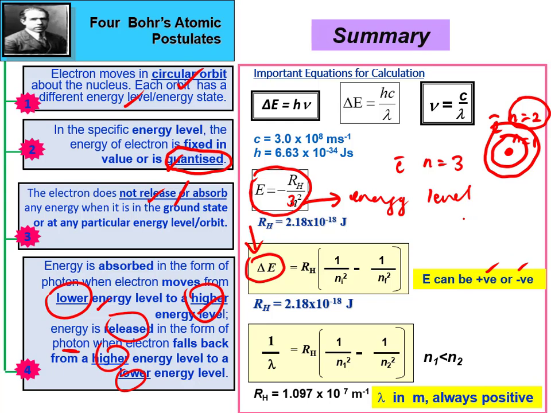We know that if energy is absorbed, then the value will be positive. If the electron drops from a higher to a lower energy level, energy is released in the form of photons, so the sign of the energy is negative. This is when you have to calculate lambda. Make sure that when you calculate lambda, your RH, your Rydberg constant, must be in meter negative 1. If you have to calculate energy, then you have to make sure your Rydberg constant is in the unit of joule.